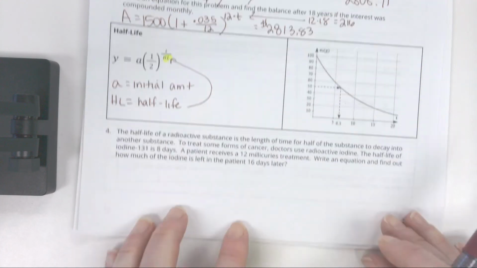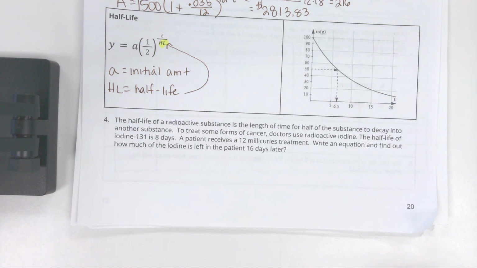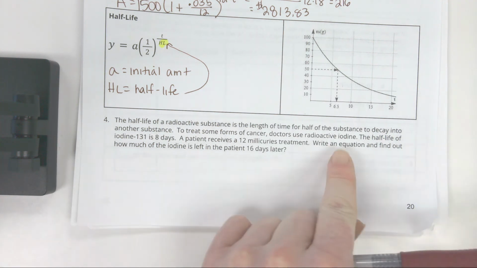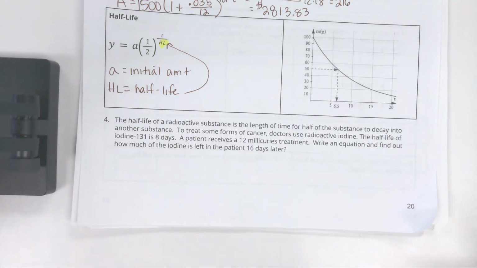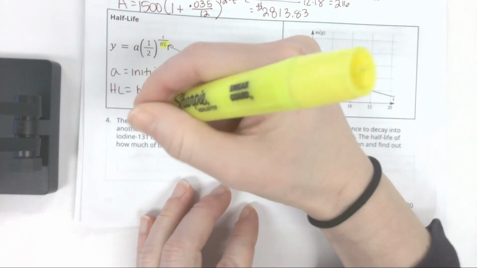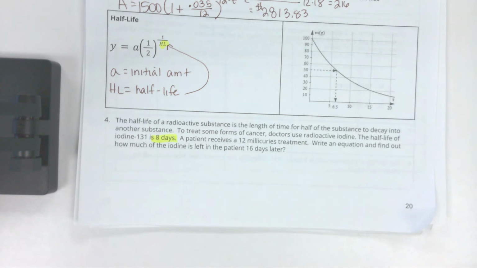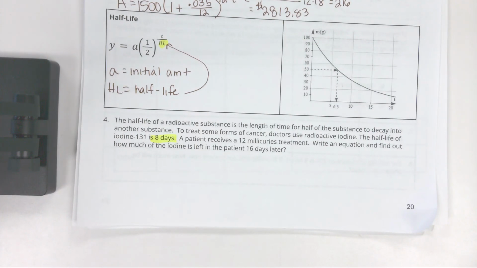The half-life of a radioactive substance is the length of time for half the substance to decay into another substance. To treat some forms of cancer, doctors use radioactive iodine. The half-life of iodine 131 is 8 days. Can somebody identify the number that does not matter in the problem? 131. It's the name of the iodine. Don't put 131 anywhere in the problem. What is important is the half-life is 8 days. Where are we going to put that? The bottom, the HL.